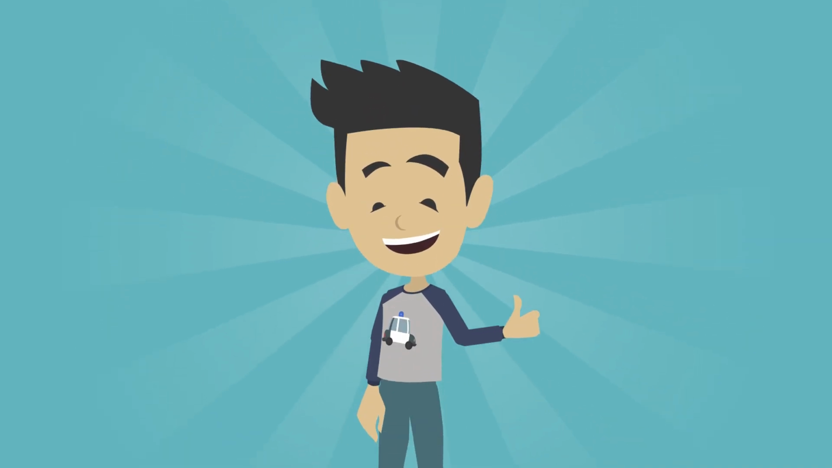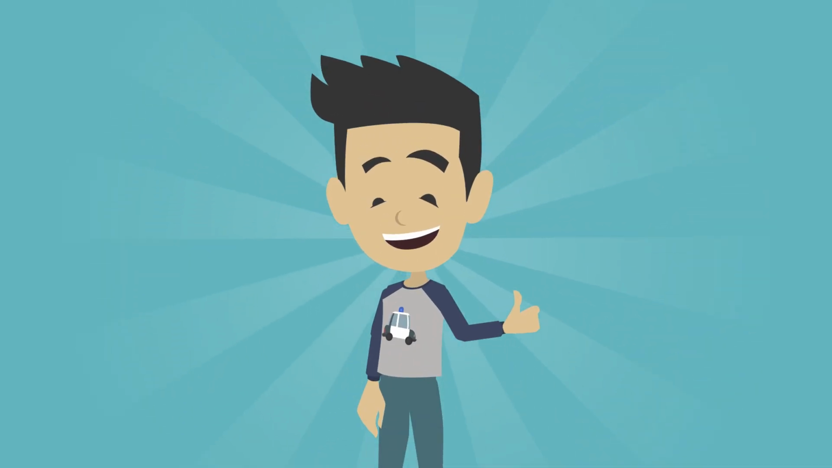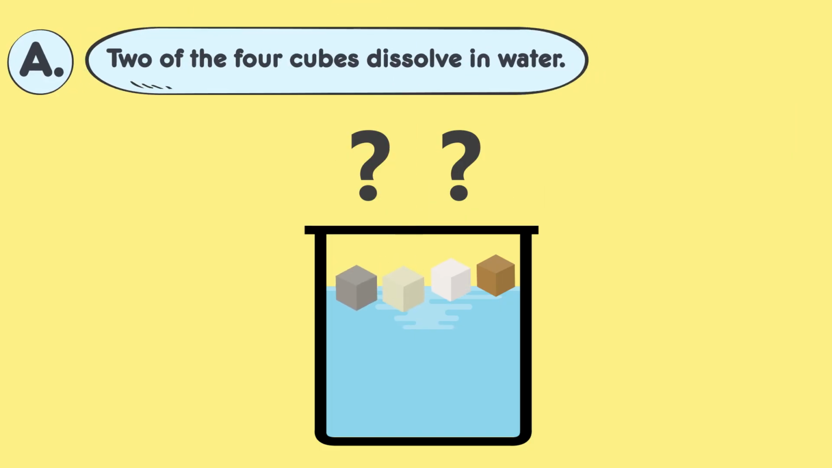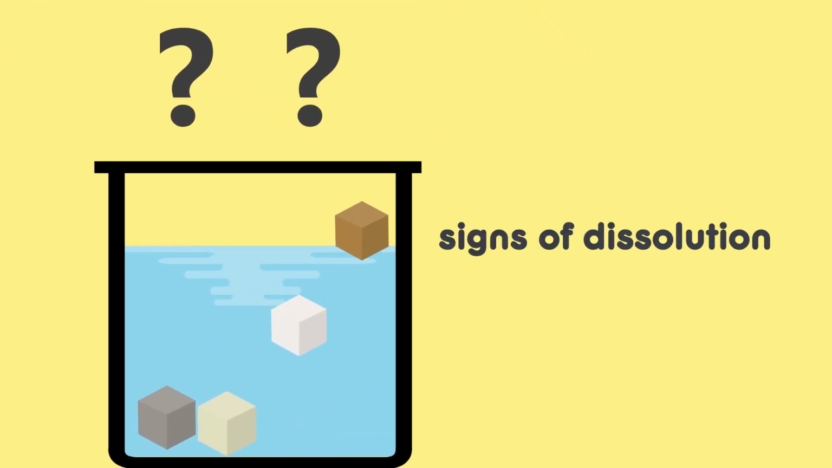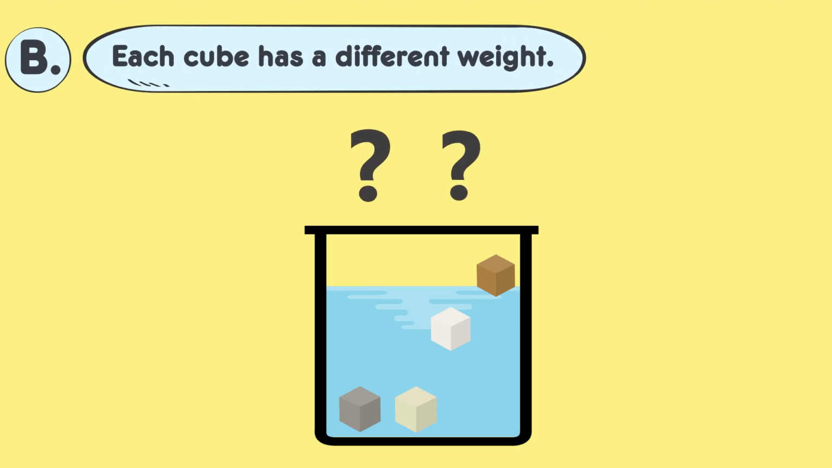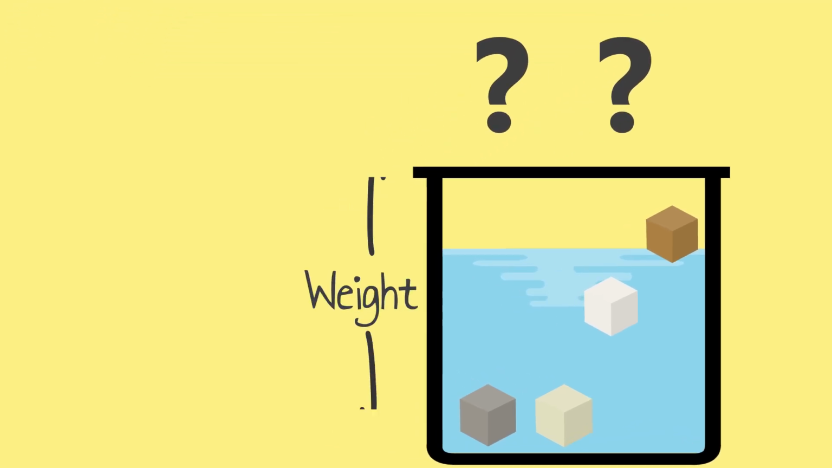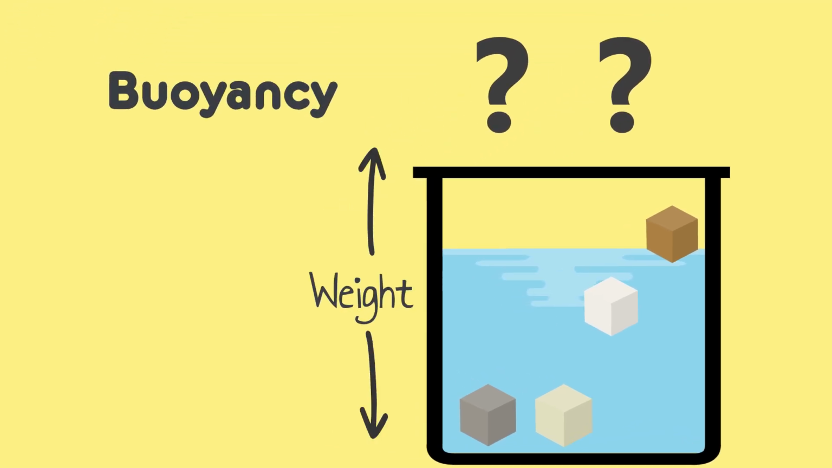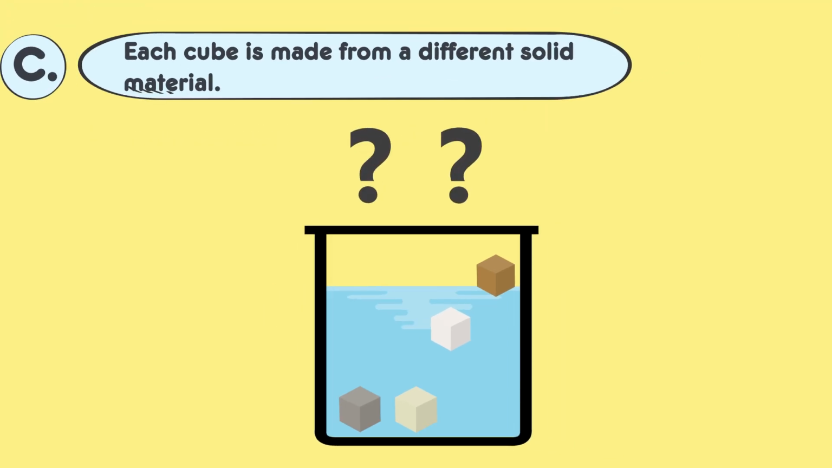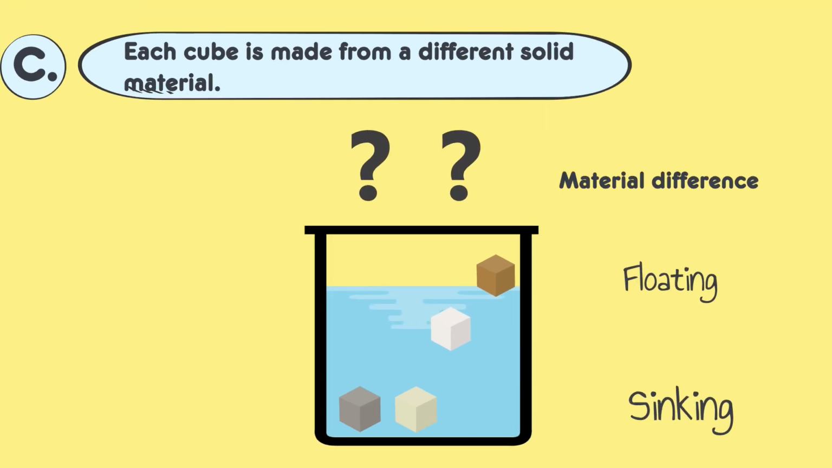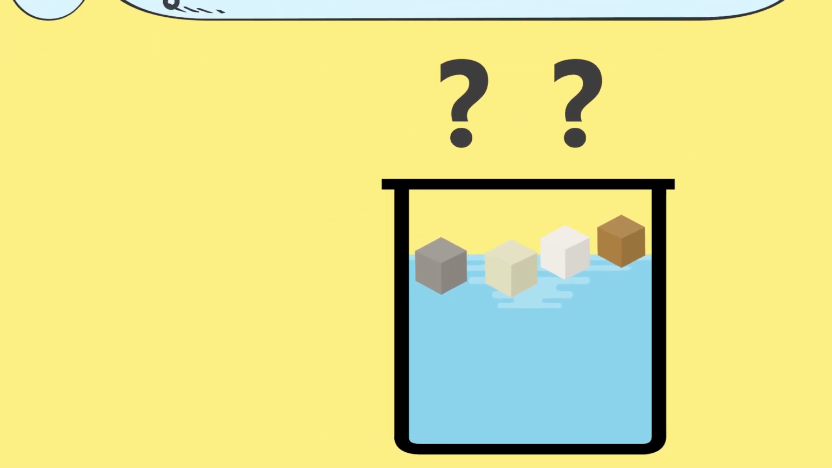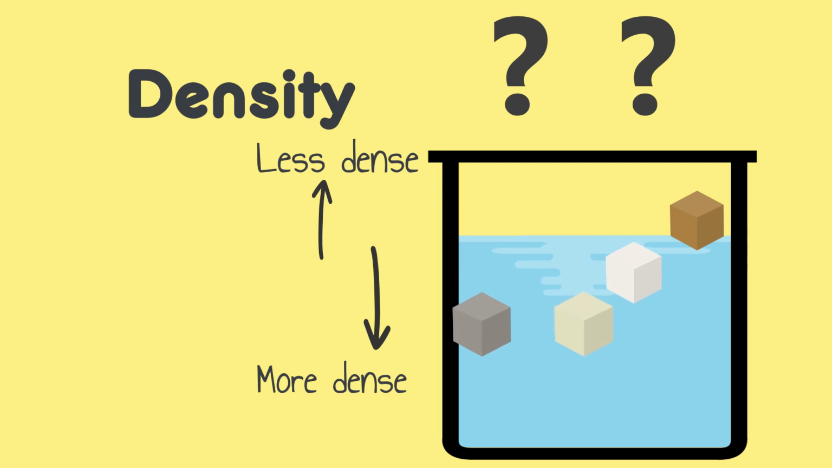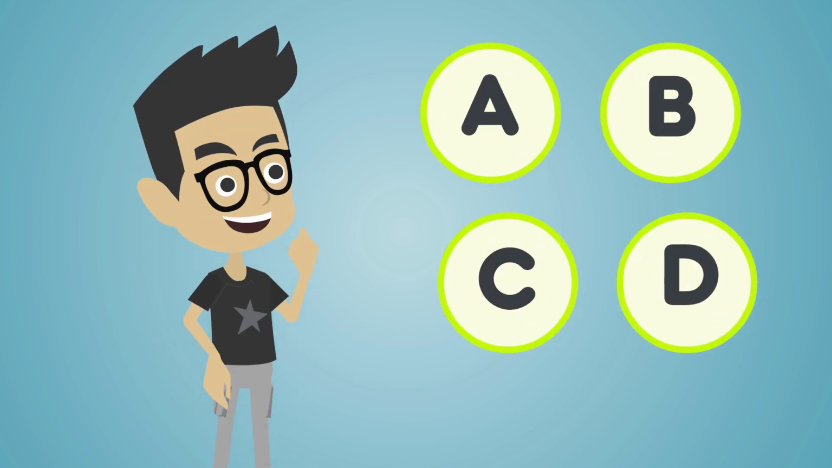So here's some guiding questions to help us select the correct answer choice. A. What visible signs of dissolution can you observe in the cubes that might suggest they're soluble? B. How might differences in weight, despite identical sizes, affect the cube's buoyancy? C. Considering different materials, how might these contribute to the variations in their sinking or floating? D. If density varies among the cubes, how does this specifically affect their position in the water? Choose your answer and proceed to part B.